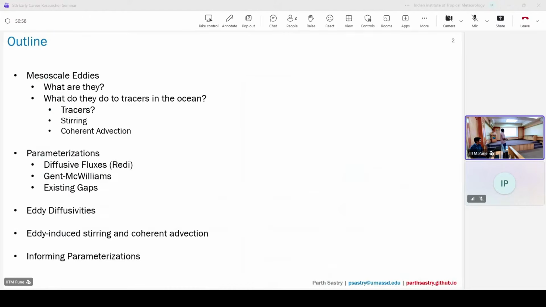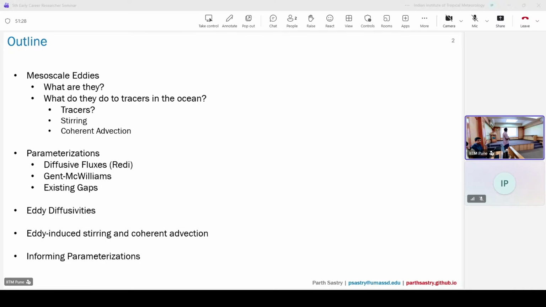I will begin with an introduction to eddies in general. What are they? What do they do to tracers in the ocean? Just one slide on what exactly I mean when I talk about tracers, and the two mechanisms by which we think eddies affect tracers, which are stirring and coherent advection. I will have a brief segue into how these effects are parameterized, starting off with why parameterizations are necessary in the first place, and end that section with what are the existing gaps in our current parameterization and what this current study hopes to address.